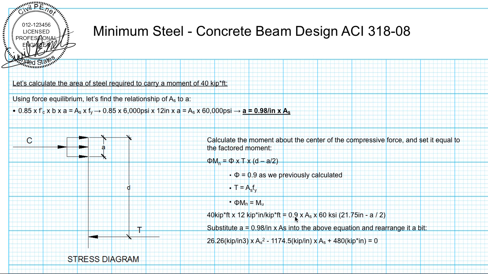Set that equal to 0.9 times A sub s times 60 ksi times 21.75 inches, which is our d, minus a over 2. Now we can substitute in that equation that we had before, a equals 0.98 per inch times the area of steel, and rearrange it a bit. What we get is 26.26 kips per inch cubed times the area of steel squared, minus 1,174.5 kips per inch times the area of steel, plus 480 kip-inches is equal to 0. So what does that look like? That looks like a quadratic formula. So now we need to solve this.